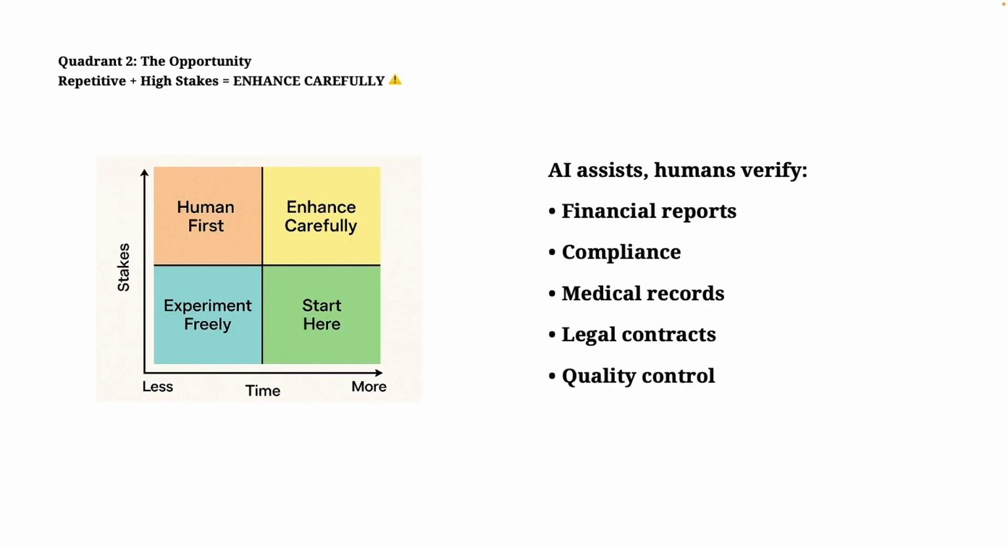Now, if we start thinking, what do I mean by high stakes? High stakes would be financial reports, compliance, medical records, legal contracts, and so on. These also take a lot of time, but the outcome of this or the risk of AI doing something wrong under these conditions is much higher. Medical records have a much higher risk if they are wrong than an email draft if it is wrong.